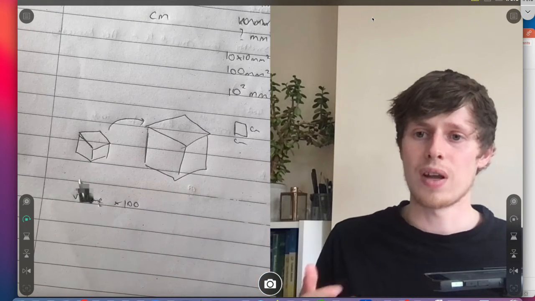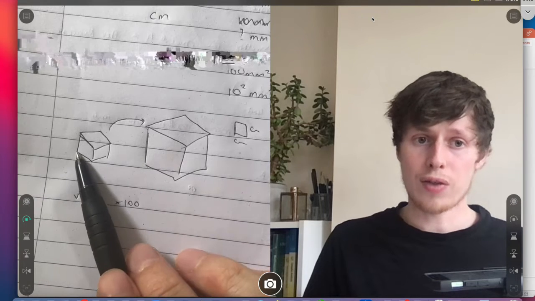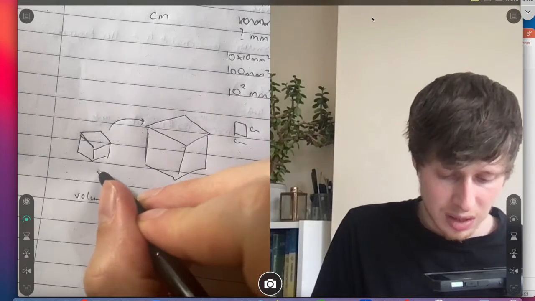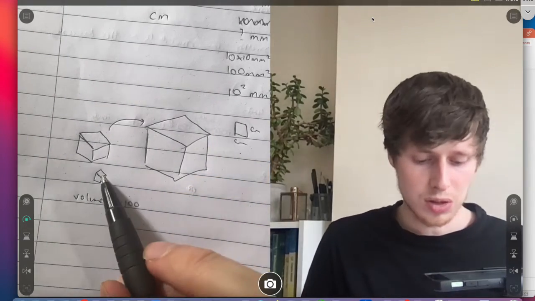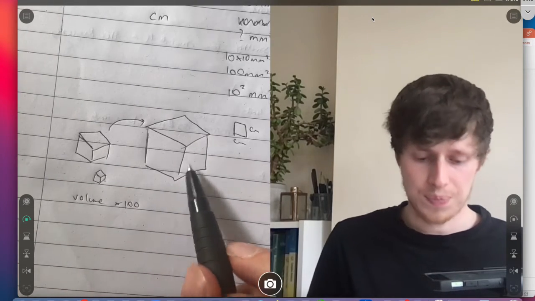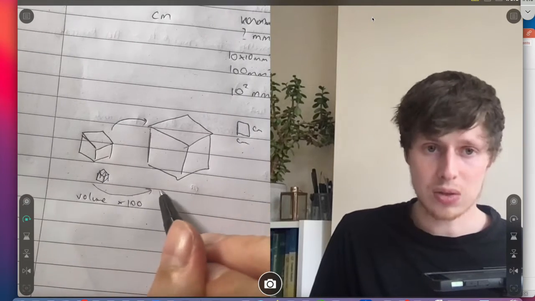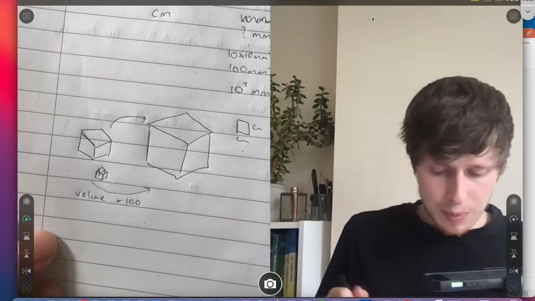Because assuming that I'm filling up with water at the same rate, if this one has, for example, 10 centimeters cubed, remember, centimeters cubed is the unit for volume if we're using centimeters, there must be 100 times more of these centimeter cubes in this one. So we know that the volume is 100 times bigger in this one compared to this one. Now that's really important.